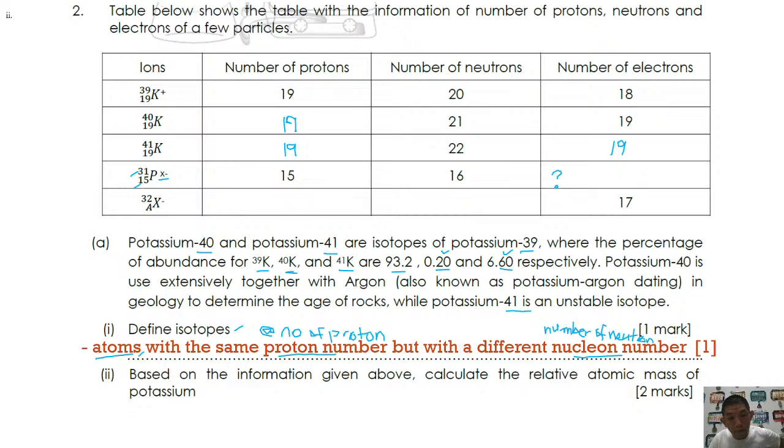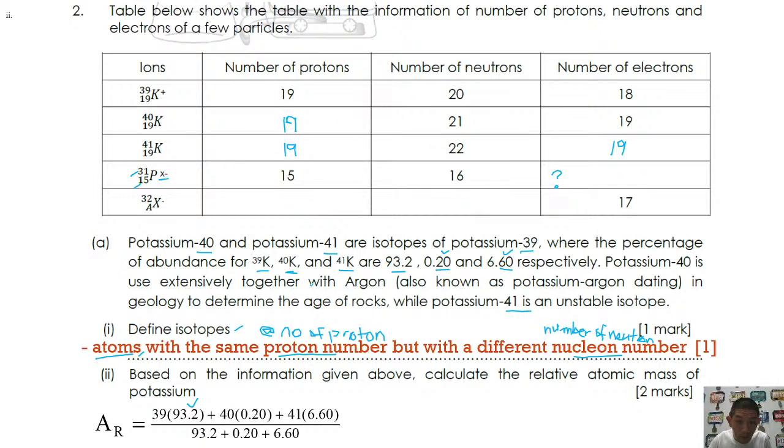Okay, number 2, based on the information, calculate the relative atomic mass of potassium. So you use the same formula. So atomic mass of the potassium is 39 times 93.2 plus 40 times 0.20 plus 41 times 6.60. Remember this technique, substitute exactly as given to you in the question. Question gives you 93.2, you must substitute 93.2.